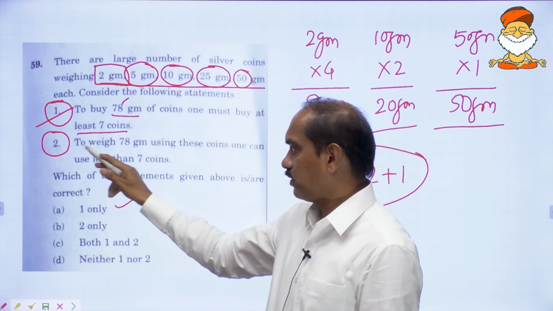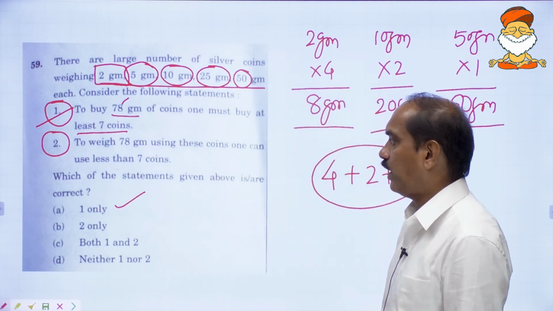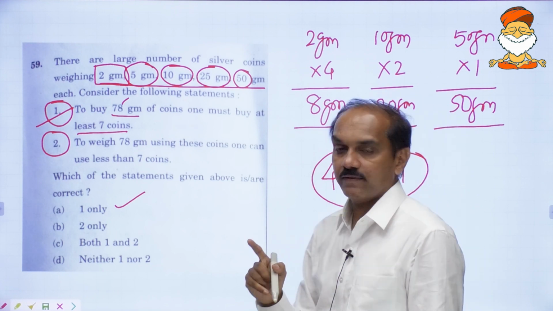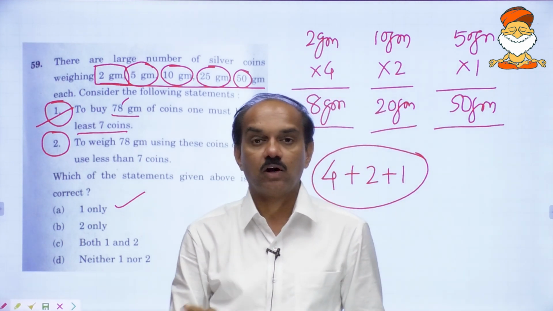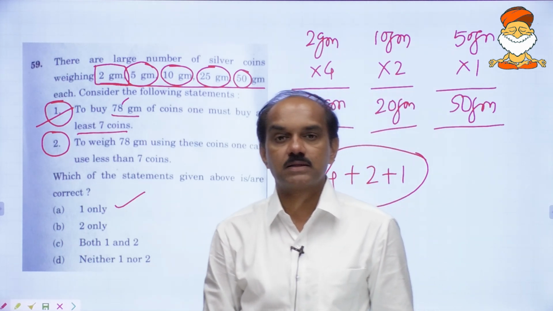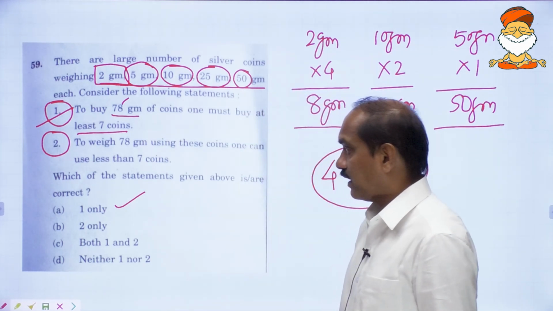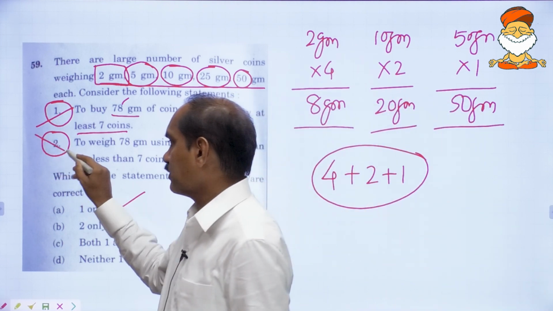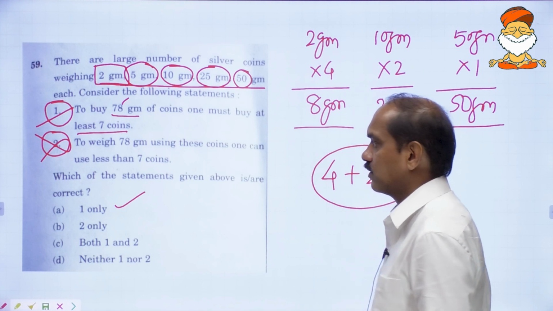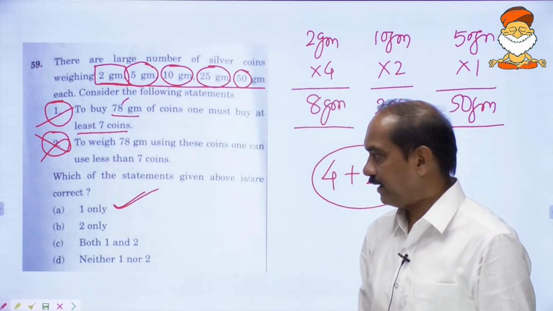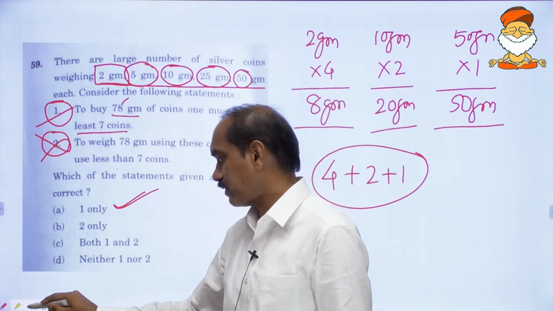Now let's check out the second statement. To weigh 78 grams using these coins, one can use less than 7 coins. That is wrong. You cannot use less than 7 coins, because if you use less than 7 coins, then you will never get to see 78 gram. So this is wrong. Minimum 7 is required. So the final answer is 1 only. 1 only is the final answer.